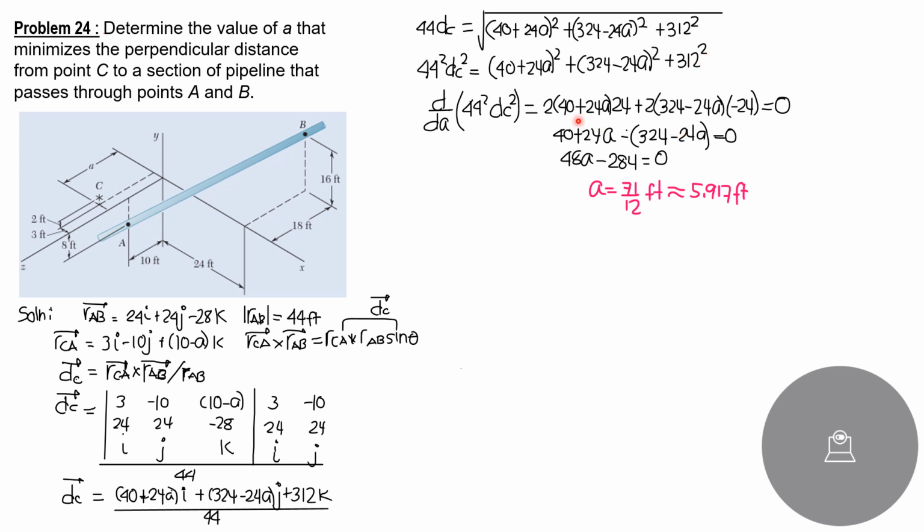So divide everything by 48, so we have 2 times 24, 48. So 40 plus 24a, then negative of, because this is negative, quantity 324 minus 24a equals 0. So 24a minus negative 24a is 48a. 40 minus 324 is negative 284 equals 0. So a is 284 over 48, and that is 71 over 12 feet to be exact. In decimal, it is approximately 5.917 feet.